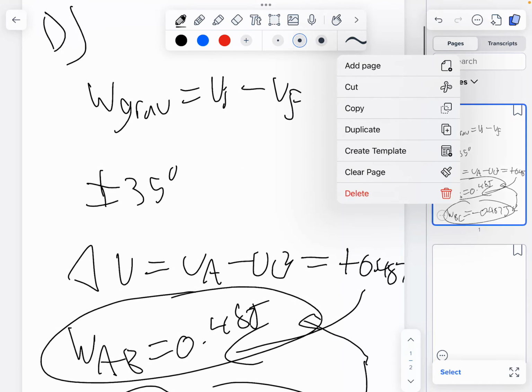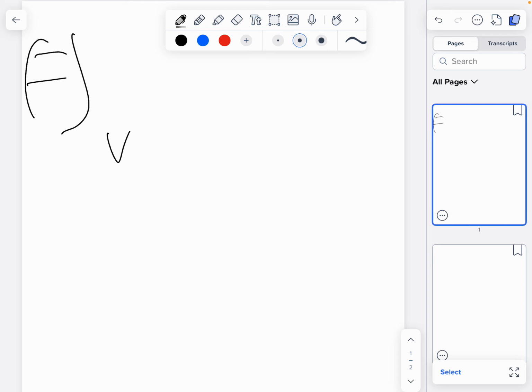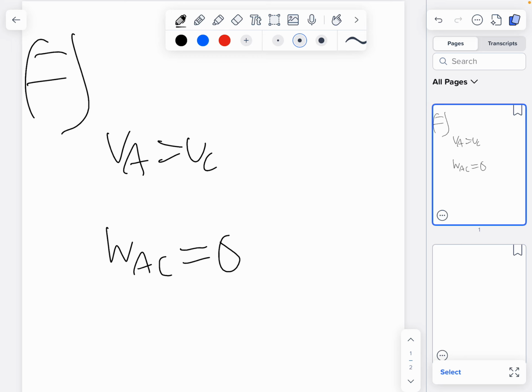Okay, now on to F. It's going to be the same thing, so we're going to use this equation. U A equals U C, so W AC equals 0. That was not too hard, since they're equal.